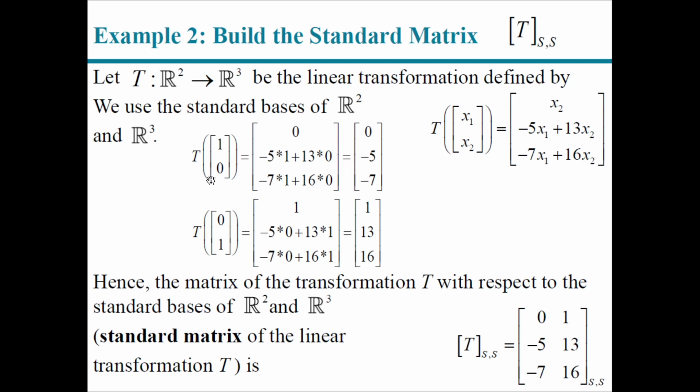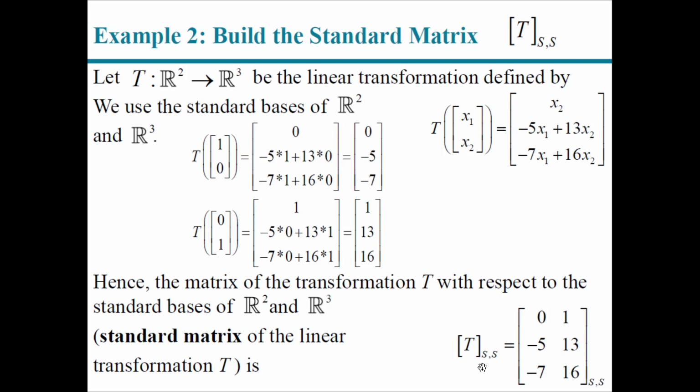So T applied to the first standard basis vector gives an image, that is the vector (0, -5, -7). And the image of the second standard basis vector under the action of the linear transformation T is this image (1, 13, 16). So all I need to do now is put these images into a matrix, into the columns of a matrix. And this matrix is the standard matrix associated with the linear transformation.